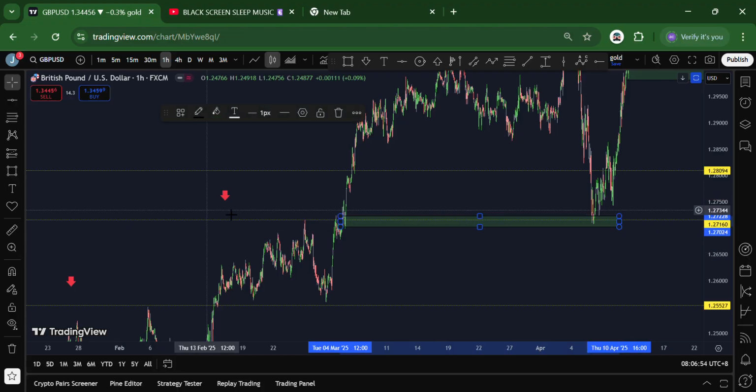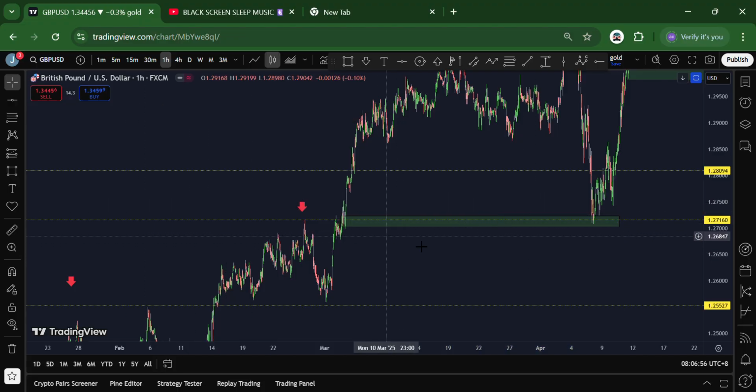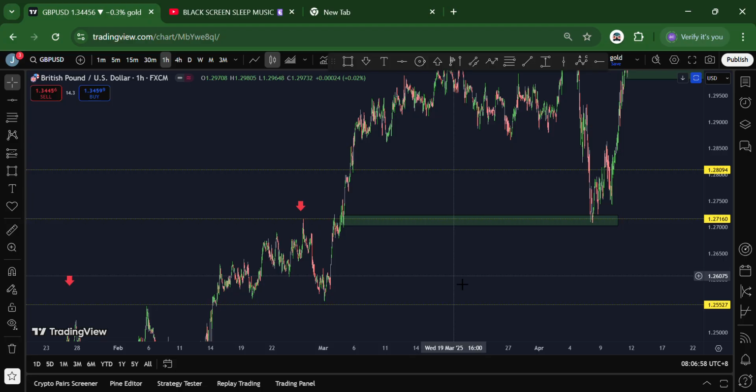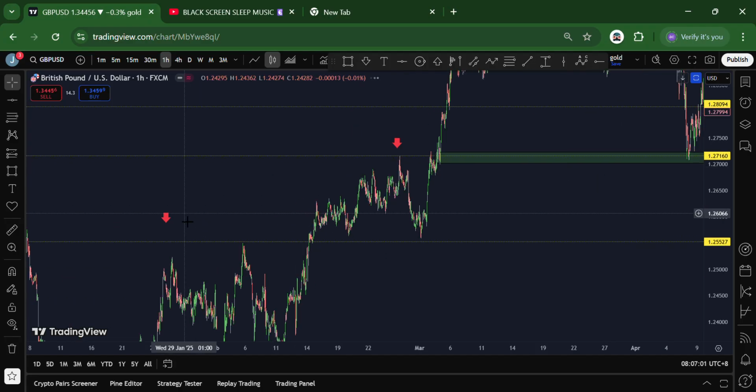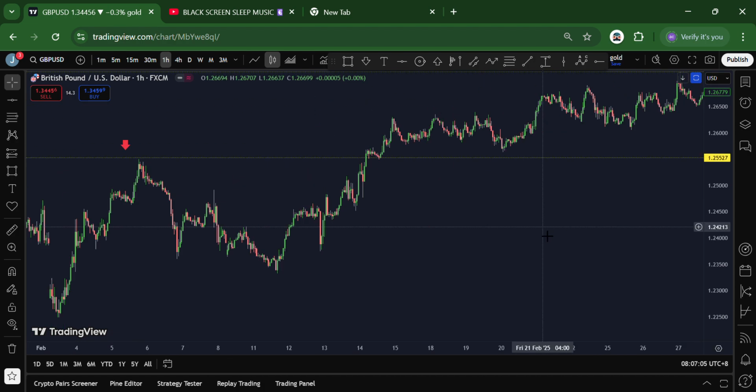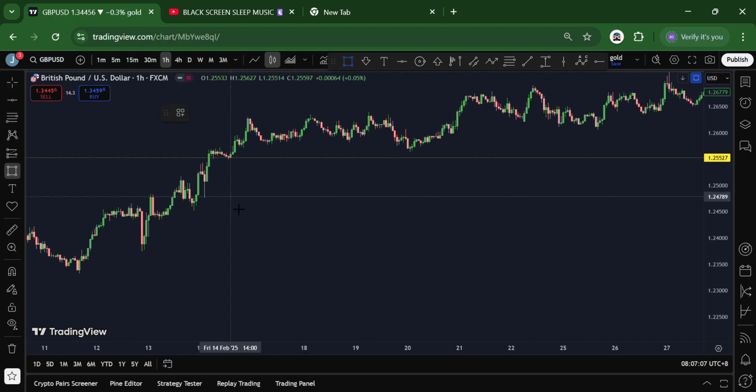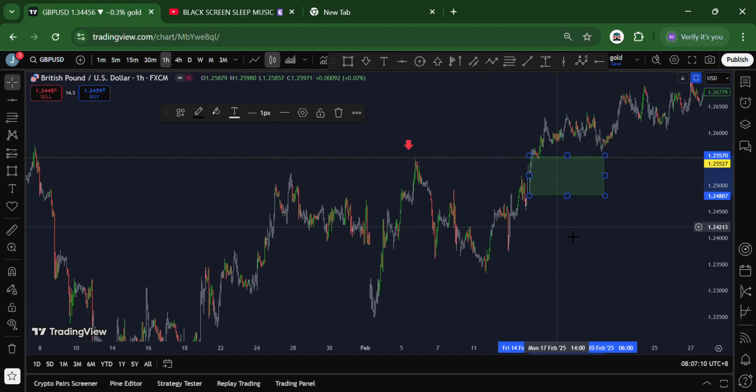So there's no more strength in this zone. Let's analyze. We have something. Yes, at least we have a nice demand zone here.